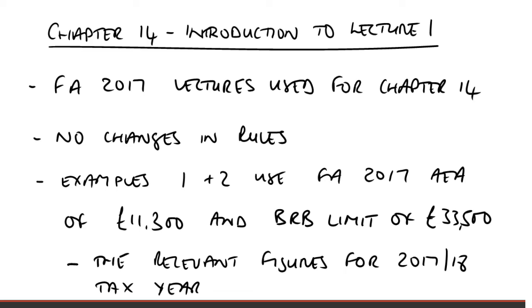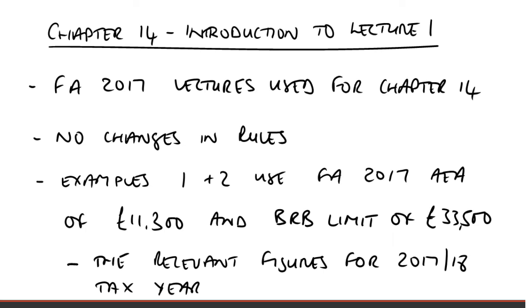Now, the rules that apply in dealing with Entrepreneur's Relief have not changed. It is true across the board in Chapter 14. There are no changes in terms of the rules that apply to the various reliefs we need to study from FA 2017, whose lectures we again use in preparation for our exams for FA 2018. The rules, the techniques are exactly the same. The only difference, of course, will arise in terms of some of the examples that we have to deal with.